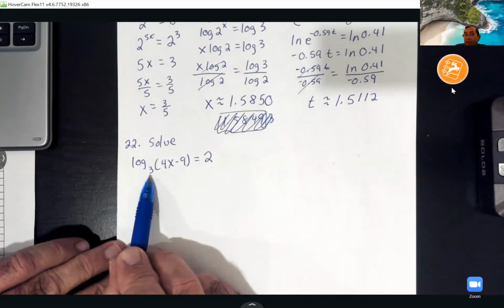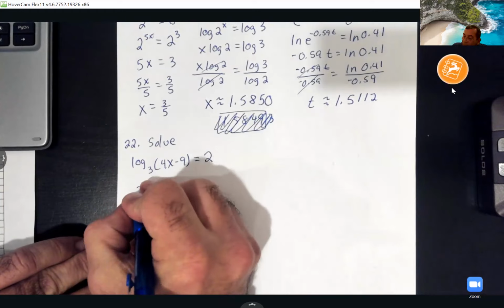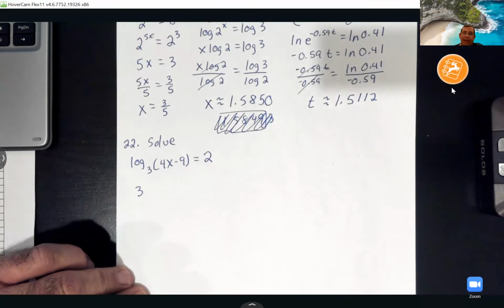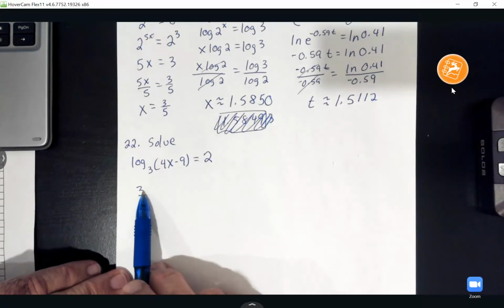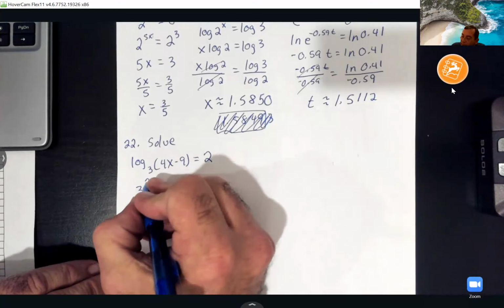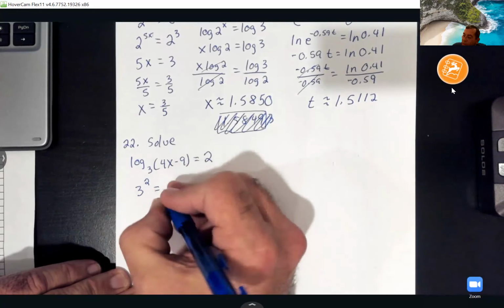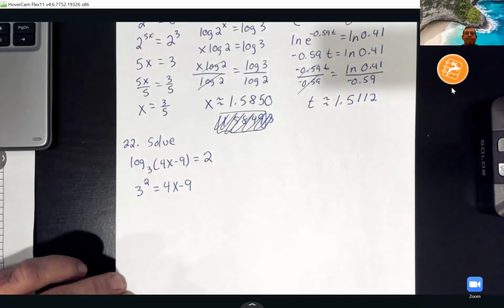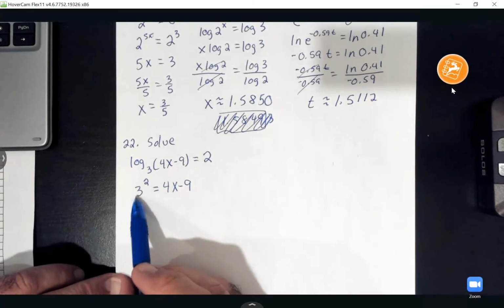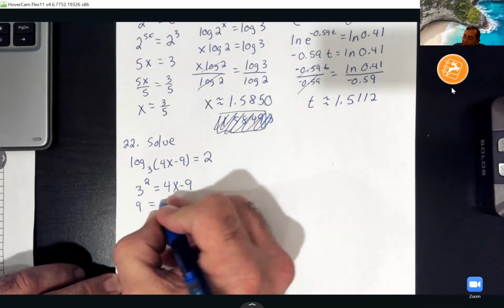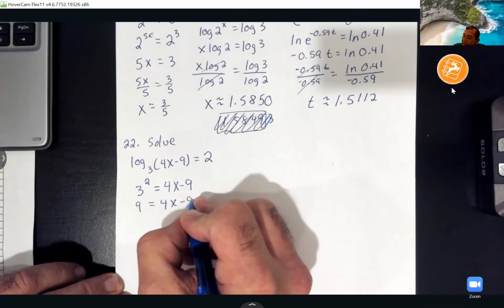So your base is 3. This is why we had to do them problems like 16 and 17, I think it was. So the base is 3. The exponent is a 2. And that's going to equal the 4x minus 9. All right, 3 squared. That's 3 times 3. So what's that? A 9 equals 4x minus 9.